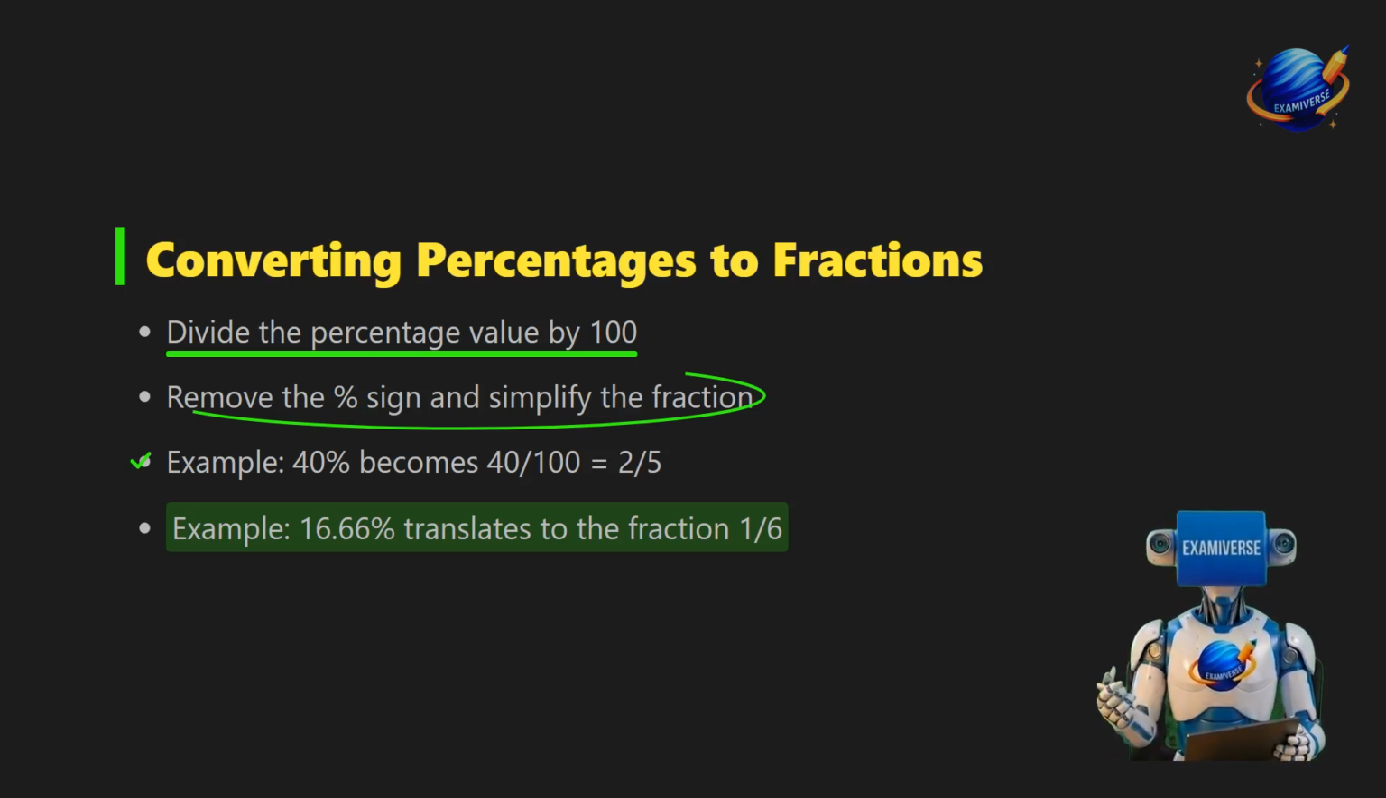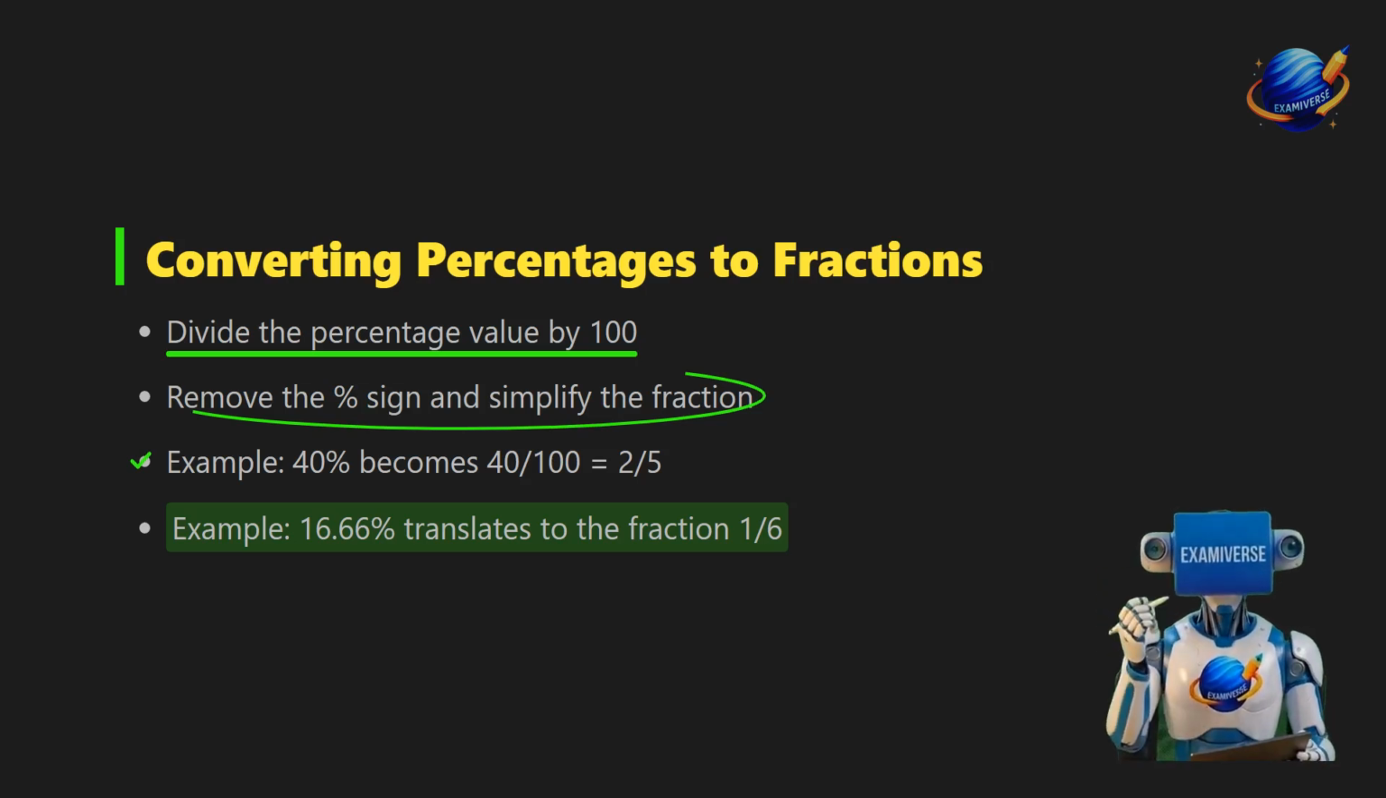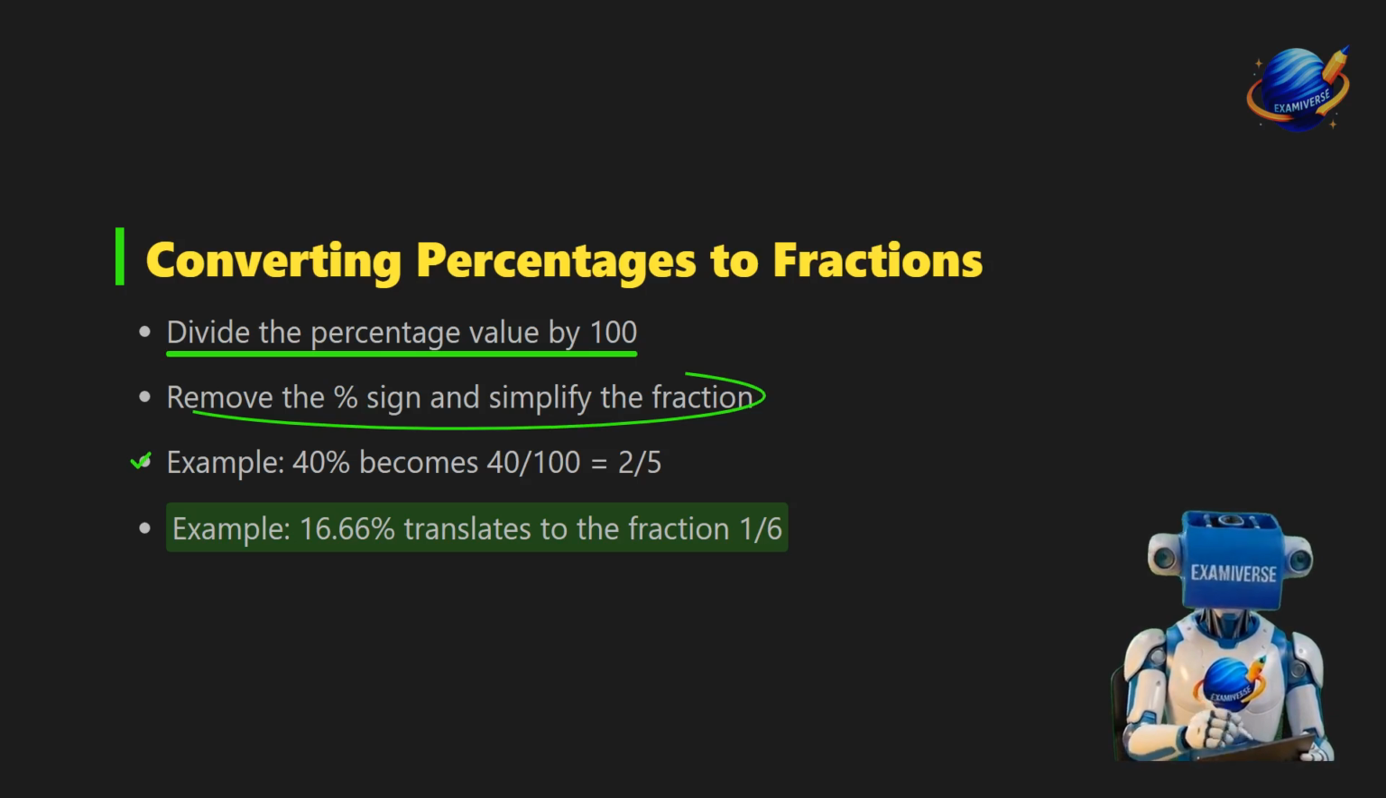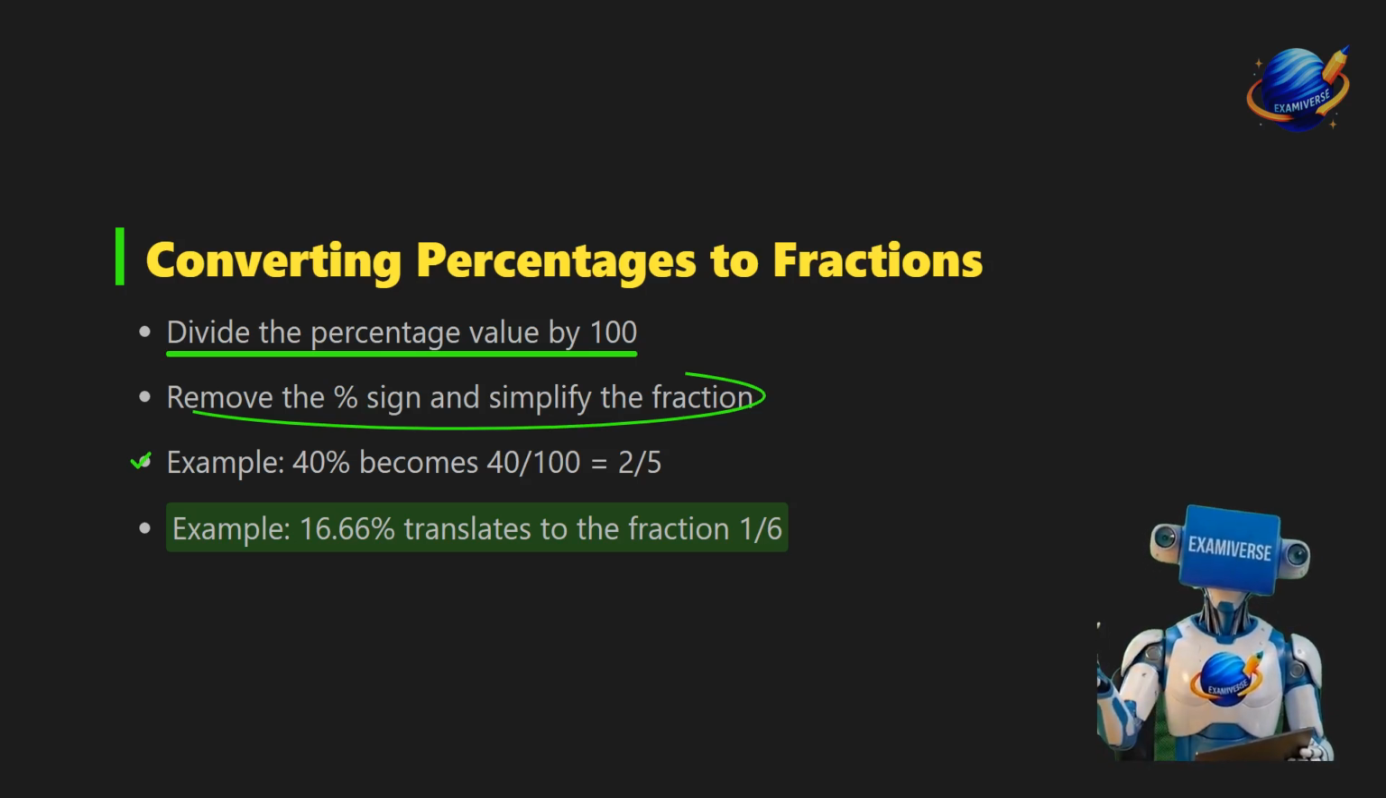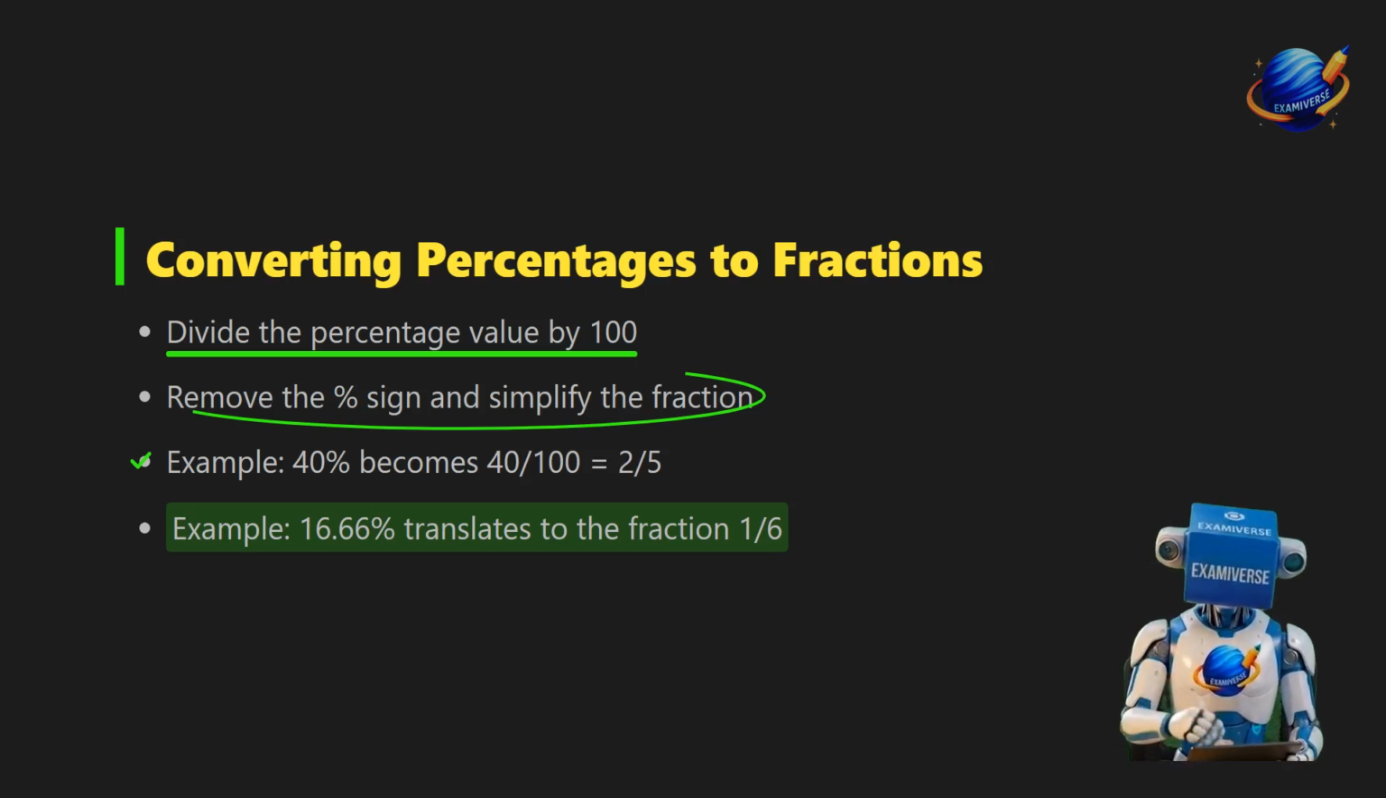By converting percentages into simplified fractions, you turn complex multiplication and division into basic mental math. This technique is the absolute backbone of solving profit and loss, simple interest, and ratio problems efficiently.